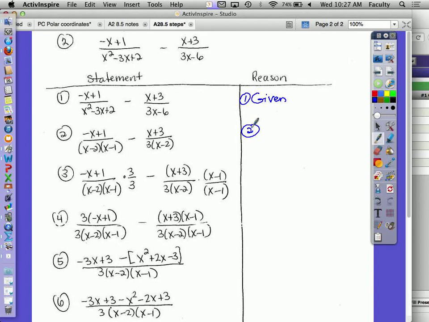Okay, now what did I do from line 1 to line 2? Factor the denominator. Okay, from line 2 to line 3, what have I done? Multiply by 1. And the reason why you're multiplying by 1 is it's building the common denominator.